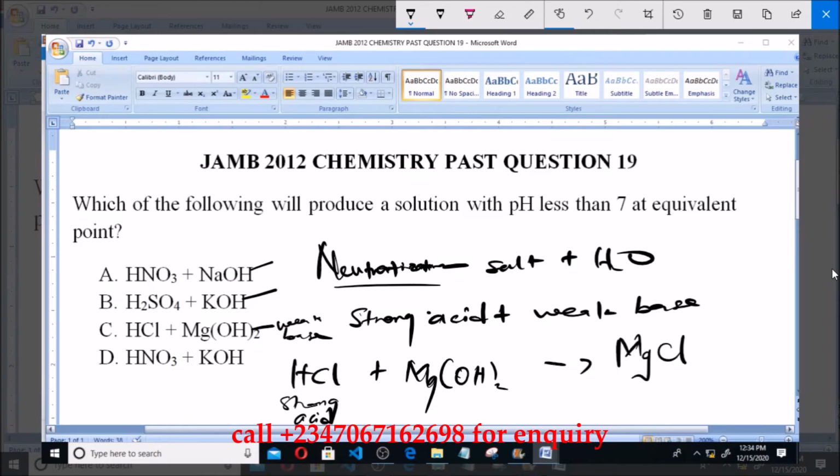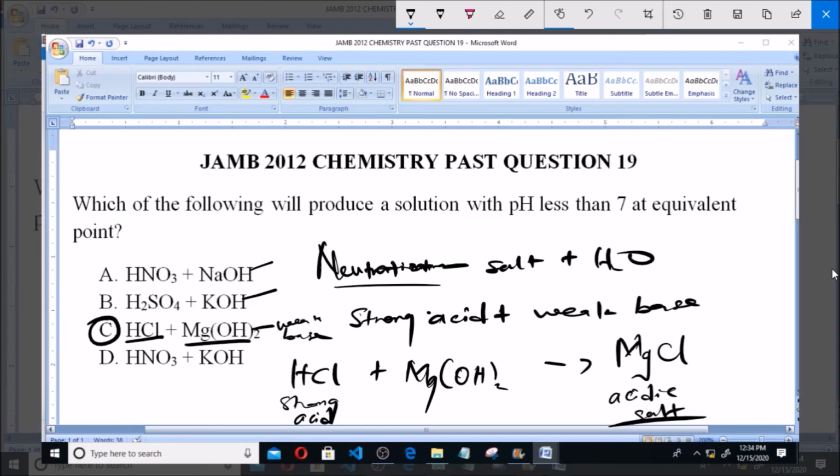magnesium chloride, which is an acidic salt. So the resulting solution of this reaction, which is magnesium chloride, will have a pH less than 7 because it is an acidic salt. So the answer to this question is option C, HCl, hydrochloric acid plus magnesium hydroxide, because this is a strong acid and this is a weak base.